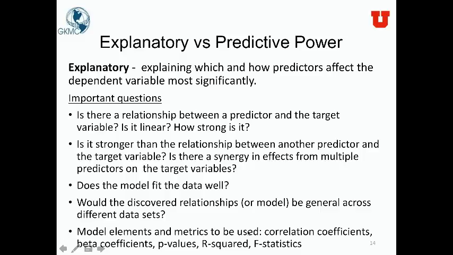And the elements and metrics that are used to answer these questions include the beta coefficient estimates and the Pearson correlation coefficients we looked at. We haven't talked about p-values and R square, and a little bit of the F statistic.